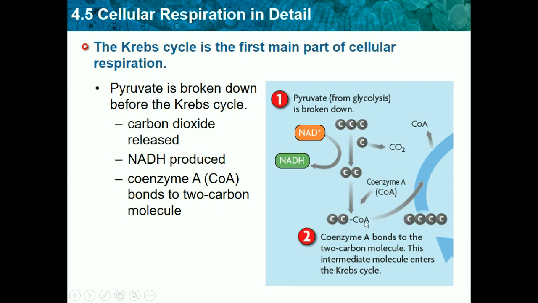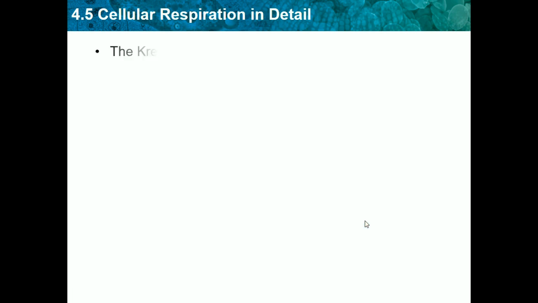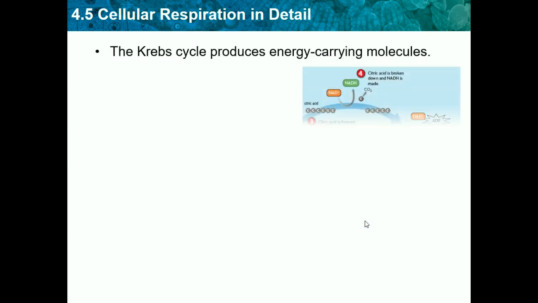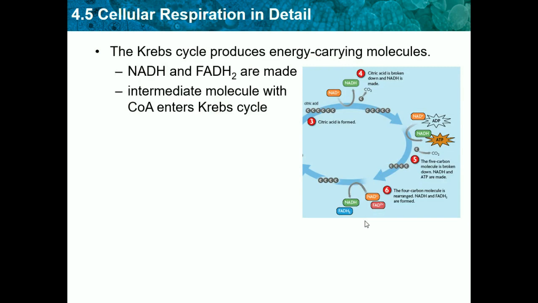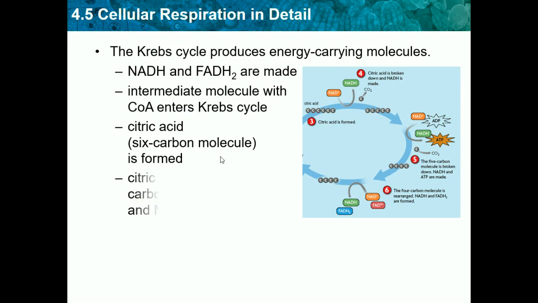So it basically just carries it there, or it stays while it's on its way there. So it bonds to the 4-carbon molecule, and it creates a 6-carbon molecule. And this is called citric acid. So citric acid is formed, which is a 6-carbon molecule, because 2 plus 4 is 6. The 2-carbon molecule we had and the 4-carbon molecule we had bonded together to create citric acid.